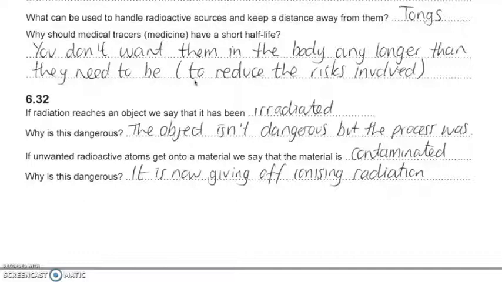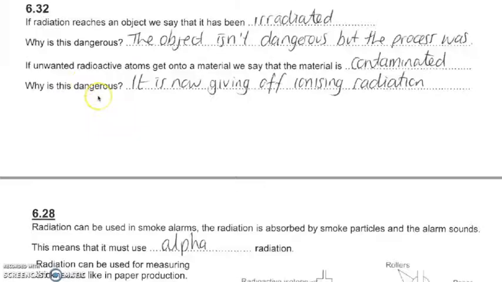But we'll look into that in more detail in a second. Okay, so if radiation reaches an object, we say that it has been irradiated. Why is this dangerous? Well, if the person literally stands next to a radioactive source for a long period of time, obviously the gamma waves can infect the cells, which can cause mutations, and we can get cancer being caused.